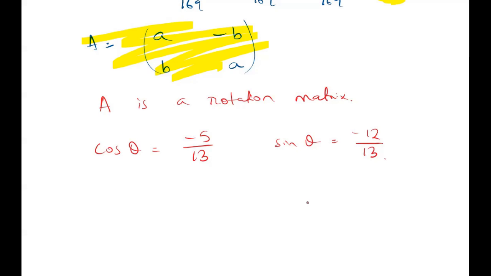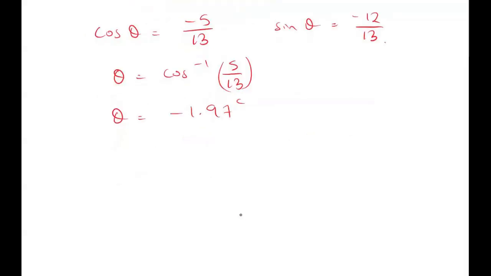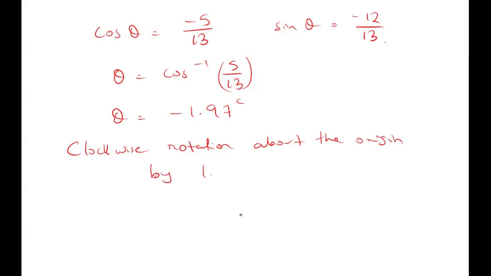Next, I need to find the value for theta, which will be cos inverse of 5 by 13. Using our graphic calculator, we can say that the value for theta is equal to minus 1.97 radian. So we can say that there is a clockwise rotation about the origin by 1.97 radian.